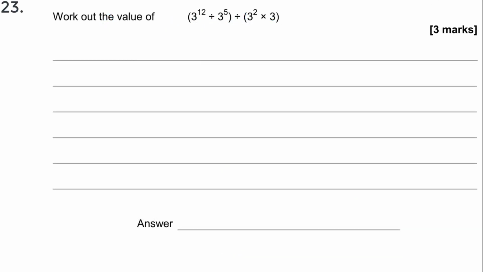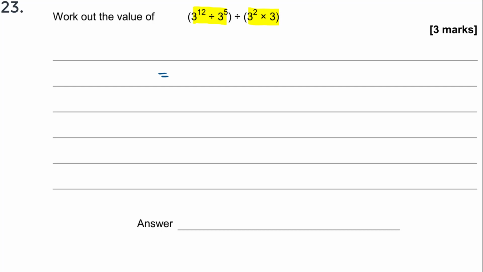Work out the value of 3 to the power 12 divided by 3 to the power 5, all divided by 3 to the power 2 times 3. Now I'm going to do the bits in the brackets to start with, because brackets come first. So let's do that bit and that bit first, and then we'll work out what we've got after.